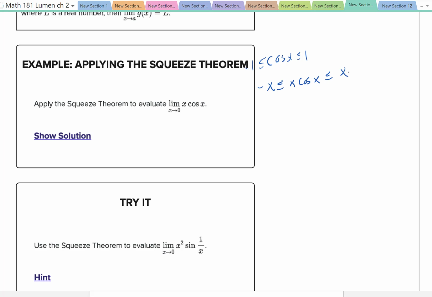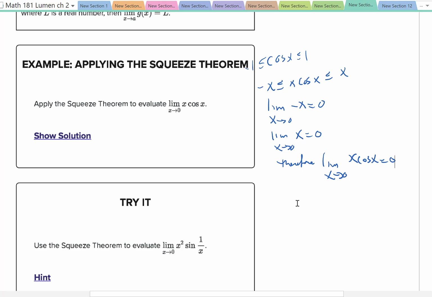And so if we look at the limit for each of these, the limit as x approaches 0 of negative x, well, that's going to be 0. And the limit as x approaches 0 of x is also going to be 0. Therefore, since x cosine of x always falls between negative x and positive x, the limit as x approaches 0 of x cosine of x would also be 0.